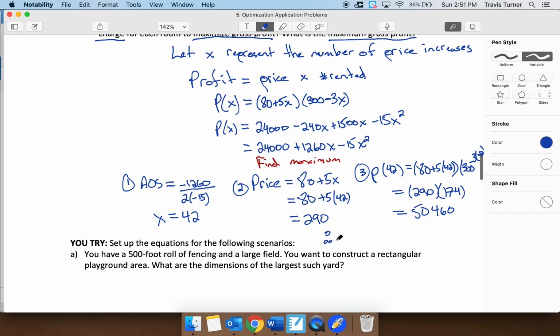So therefore, max profit is this, 50,460, and the price of the room jumped up huge from $80 to 290 bucks a night.